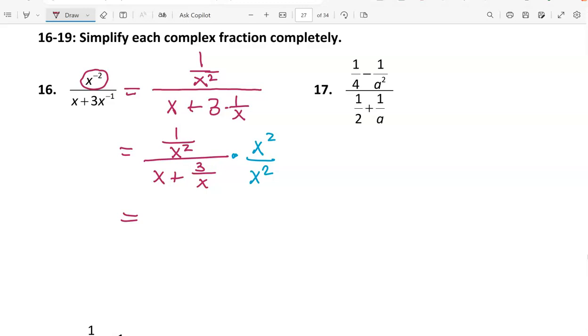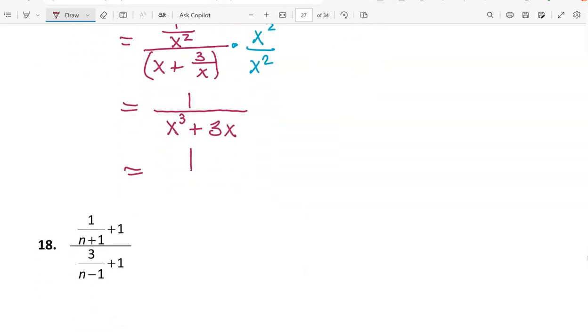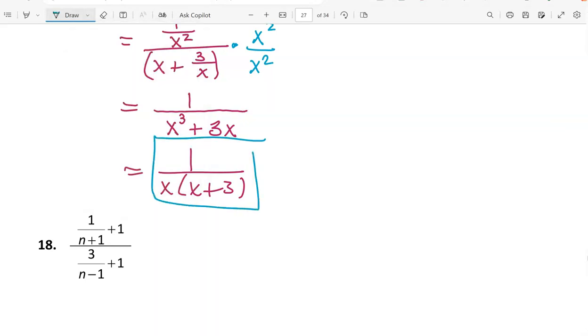From this point, the numerators 1 over x squared times x squared yield a result of 1. In the denominator, remember, we have to distribute that x squared to both terms, so that's going to leave us with x cubed plus 3x. And that can be our final answer, or you can leave the answer in factored form, 1 over x times x squared plus 3. And what I meant by that was 1 over x times x squared plus 3.